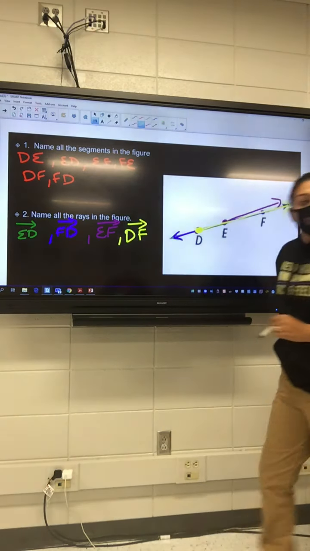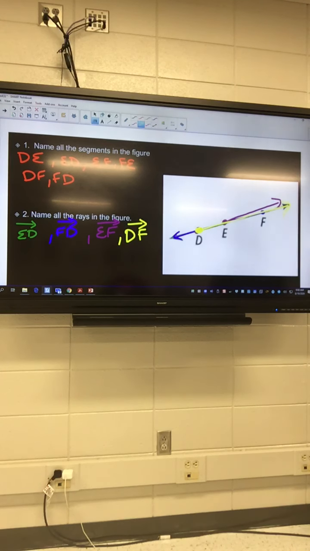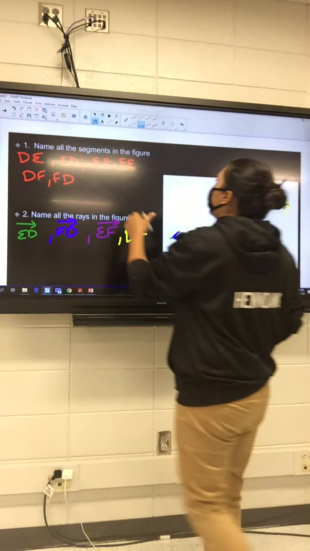Make sense? Rays are easier when you're just looking at 2 points, okay? Just an FYI, okay? But in this case, I wanted for you both to see all of them.